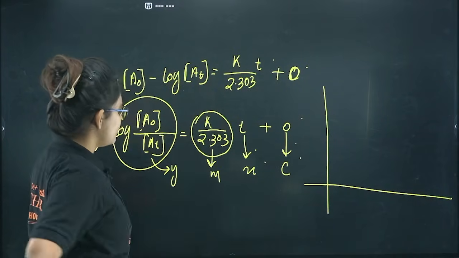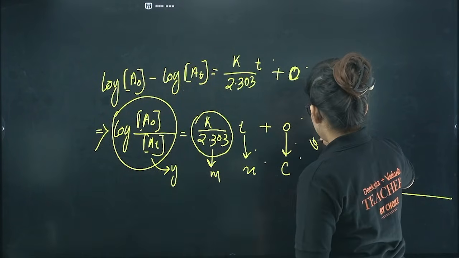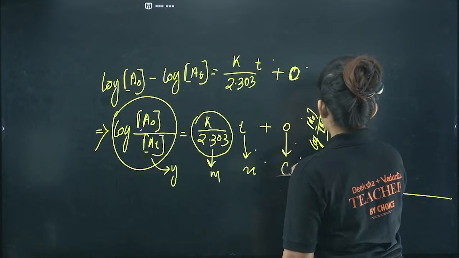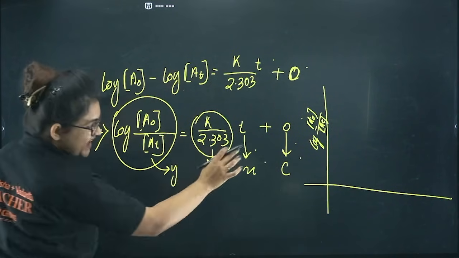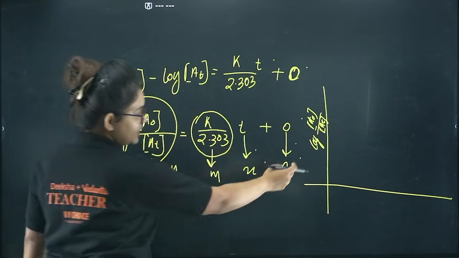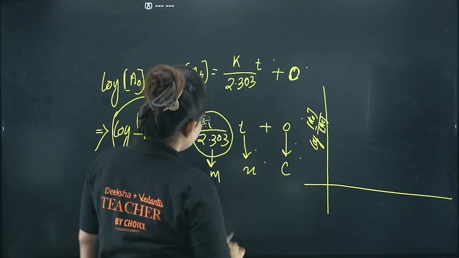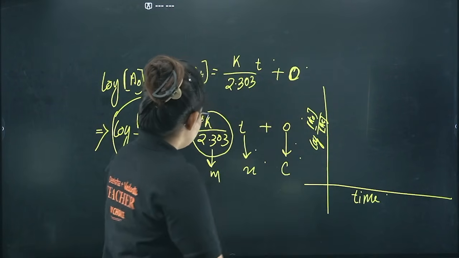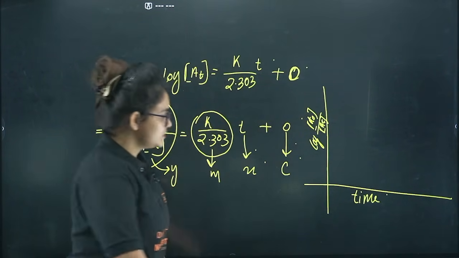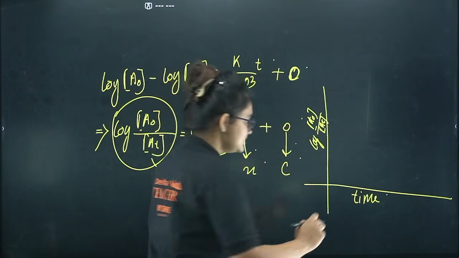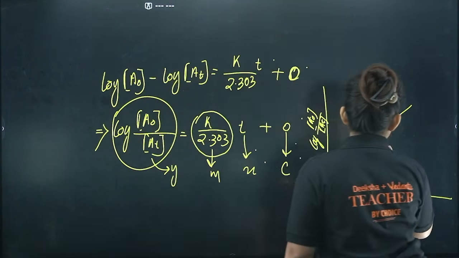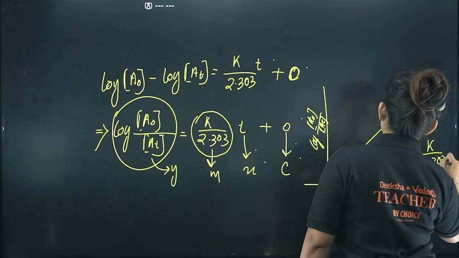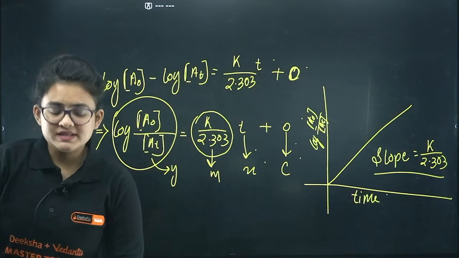Okay, so what is there in the y-axis? This entire thing you have to write: log of A0 by At. Please be careful what type of axis they are giving. So here the y-axis must be log of A0 by At, and here comes time in the x-axis. So here you can see slope is positive. There is no intercept, 0 means it will pass through the origin, and the slope value will be K by 2.303.